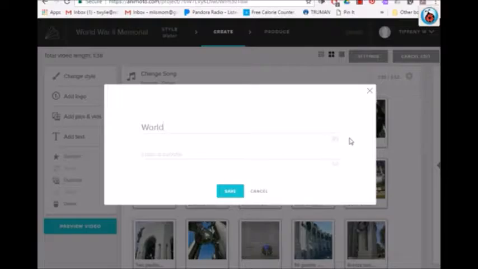O-R-L-D. That's 5 characters, but wait, when I hit space, that is a character. If I were to do punctuation, that counts as a character. Even quotation marks count as a character. If you notice, I've already used 8 characters, but I only have 5 letters. I have a space and 2 pieces of punctuation. So that is where your word count comes in. This is very important because when you get down to the end, it will not let you go past 40 characters in this line and 50 characters in this line.